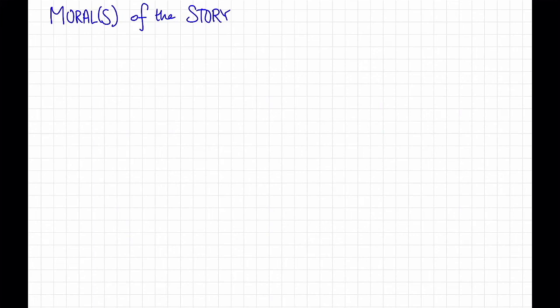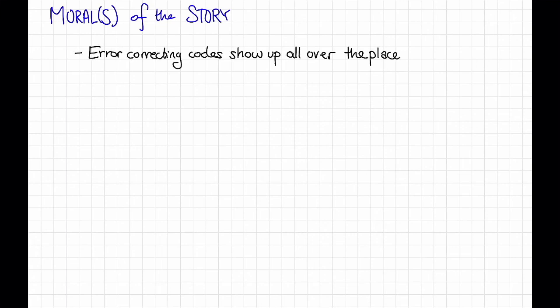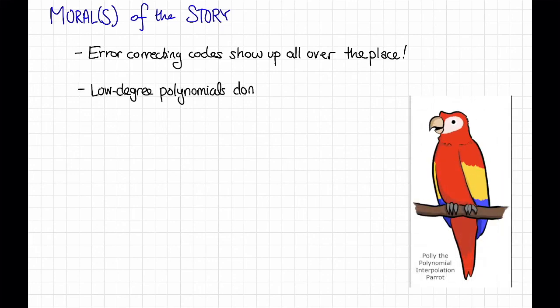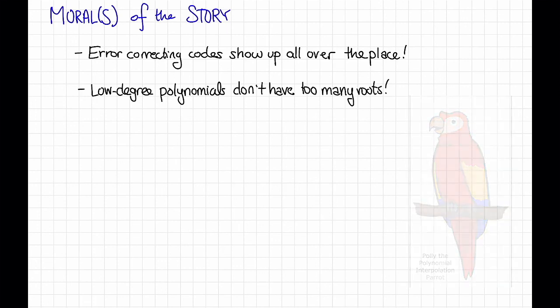So what's the moral of the story? One moral is that error-correcting codes show up all over the place. They're extremely useful in communication and storage, but they're just really useful combinatorial and algorithmic objects in general for lots and lots of applications. Another moral of the story that perhaps you might have picked up on is that... Right! Low-degree polynomials don't have too many roots. Yes, thank you, Polly. Low-degree polynomials don't have too many roots, and this fact is stupidly useful in a wide variety of applications. There's probably a lot more takeaways I could list here, but let's leave it with these 2 for now.